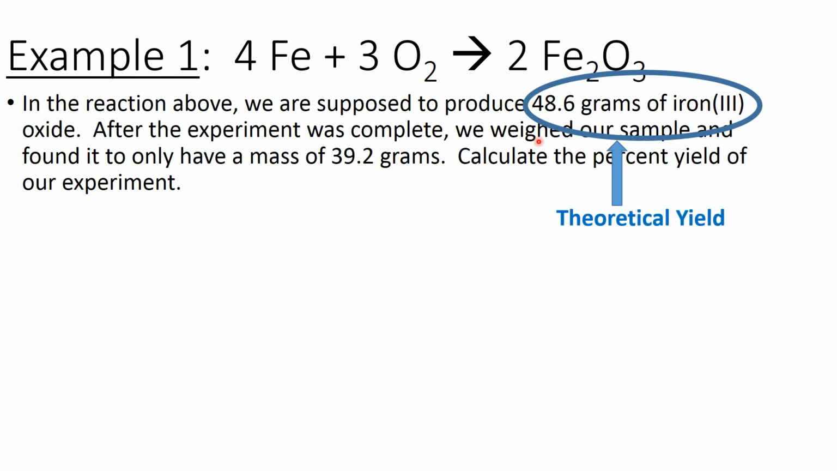Now, after the experiment was completed, we weighed our sample. So this is an actual physical thing that we've done, and found it to have a mass of 39.2 grams. So this 39.2 grams right here, this is an actual yield. And we get that because we're talking about doing something in our experiment. Calculate the percent yield of our experiment.